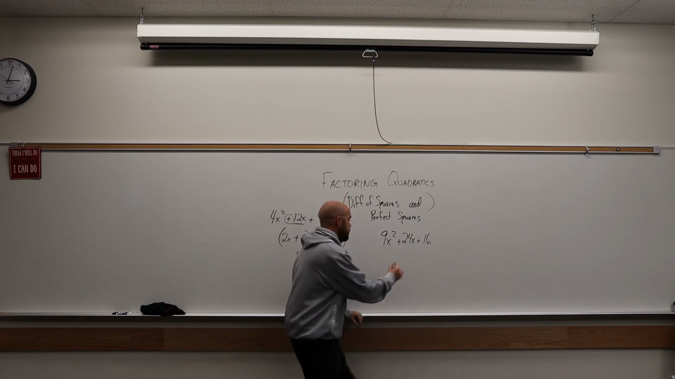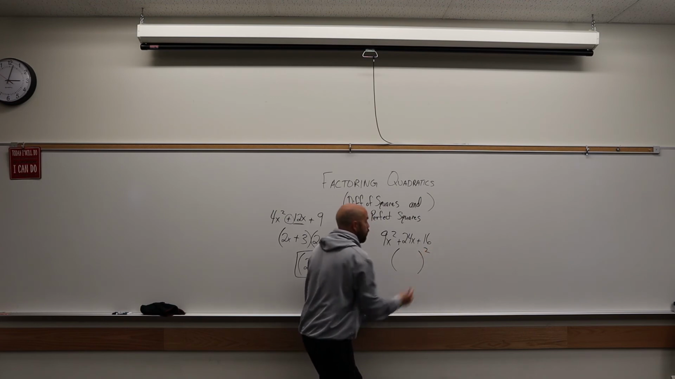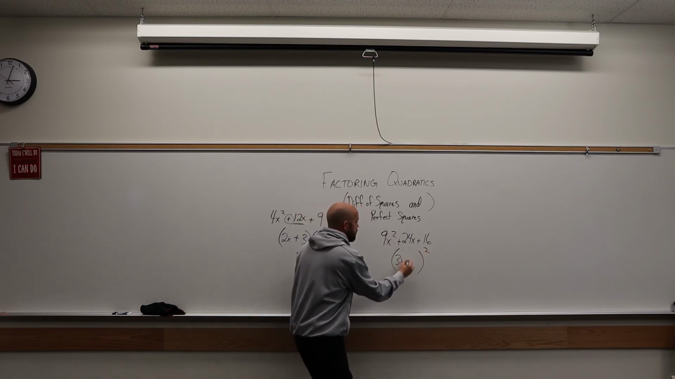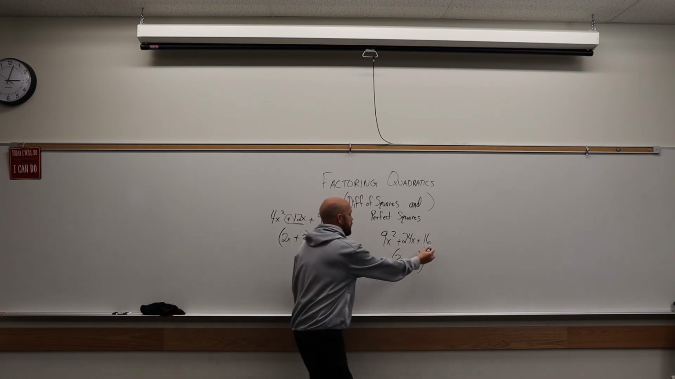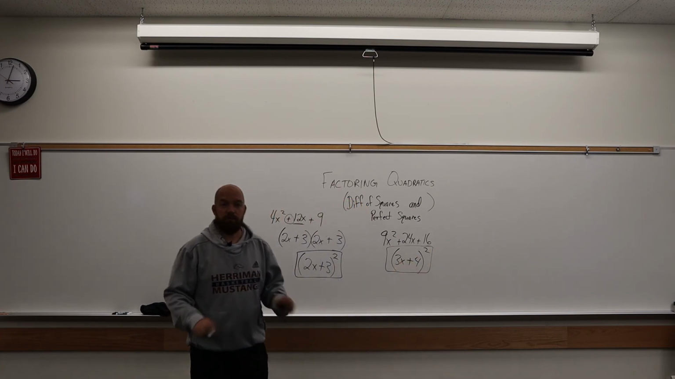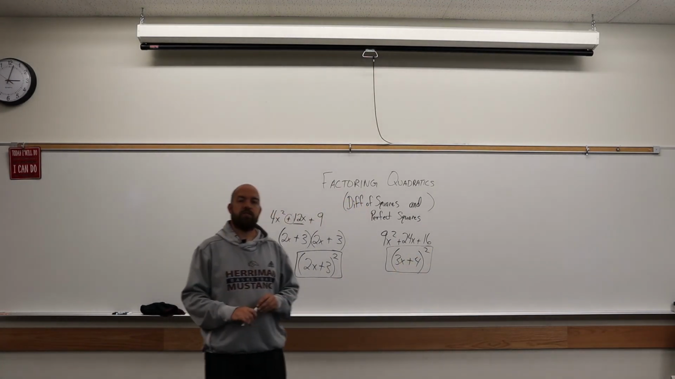So I'm like, oh, sweet. So this answer is just going to be one parenthesis squared, because it's collapsed into one, 3x, 4, and the sign is a positive. So there we go. There is my perfect squares. Really slick, really fast. Let's do one with the subtraction sign just so you see that.